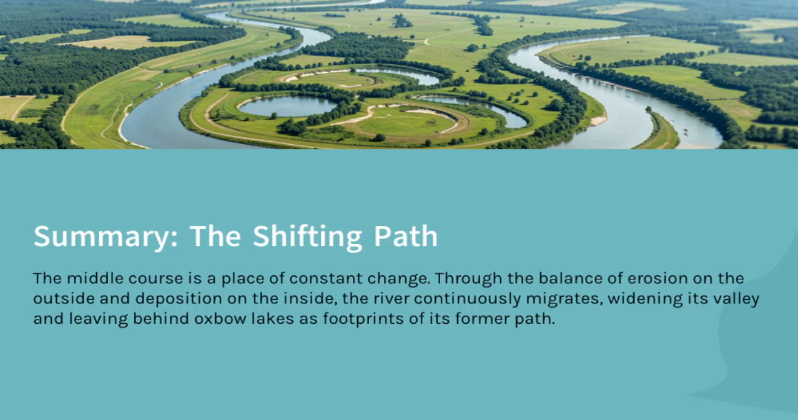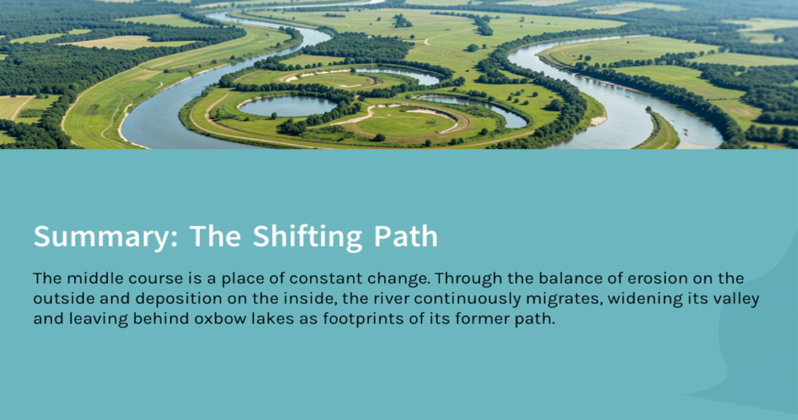Let's finish by reviewing the key ideas from today's lesson. The middle course is a place of constant change. As the river moves downstream, the gradient becomes gentler and the river begins to erode sideways rather than mainly downwards. This sideways erosion is called lateral erosion.